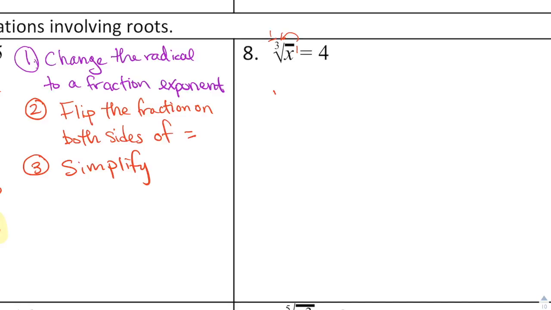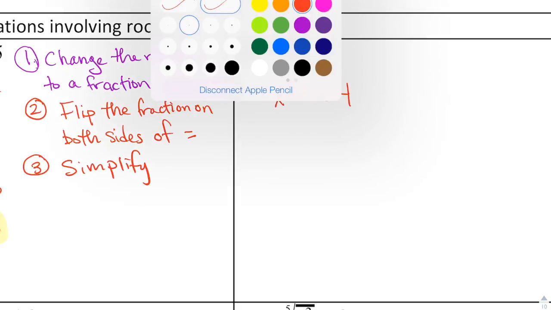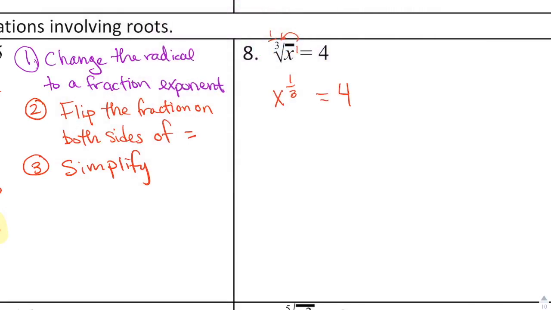And so now I have x to the 1/3 equals 4. I'm going to leave a little space in between here so I can do the next step. So number 2 says flip the fraction on both sides of the equal sign. So flip that so that it cancels out. So I've got 1 over 3, so I'm going to multiply that by 3 over 1. Whatever I do to one side of the equal sign, I have to do to the other.